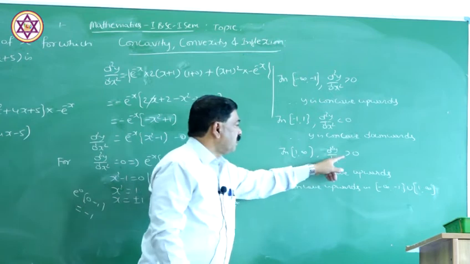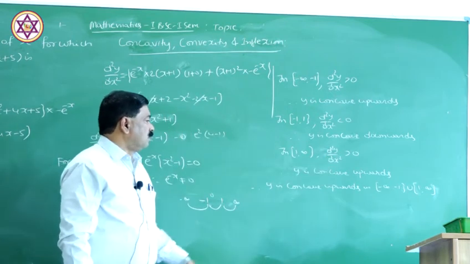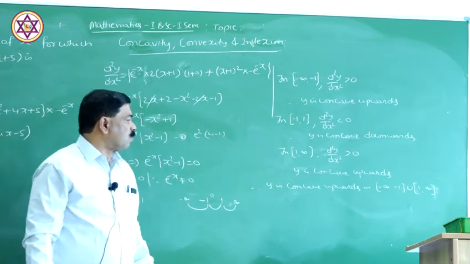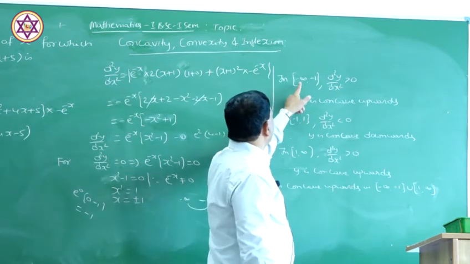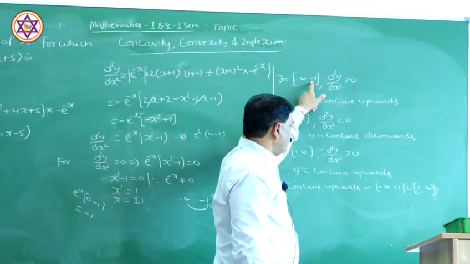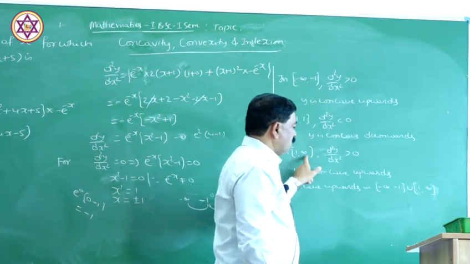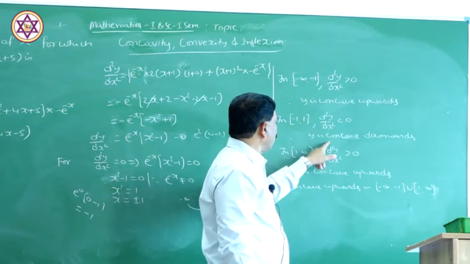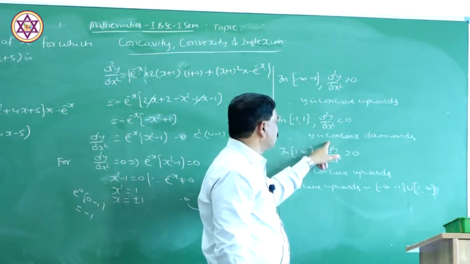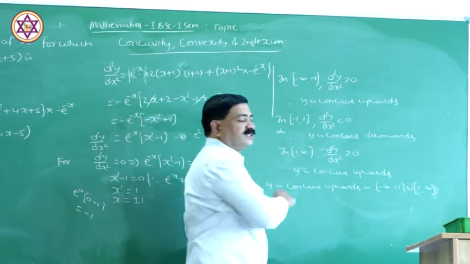Therefore, d square y by dx square is greater than 0. Therefore, y is concave upwards. Therefore, y is concave upwards in minus infinity comma minus 1 union 1 comma infinity. But if we consider minus 1 to 1, here we get concave downwards. That's why I am not considering this part.